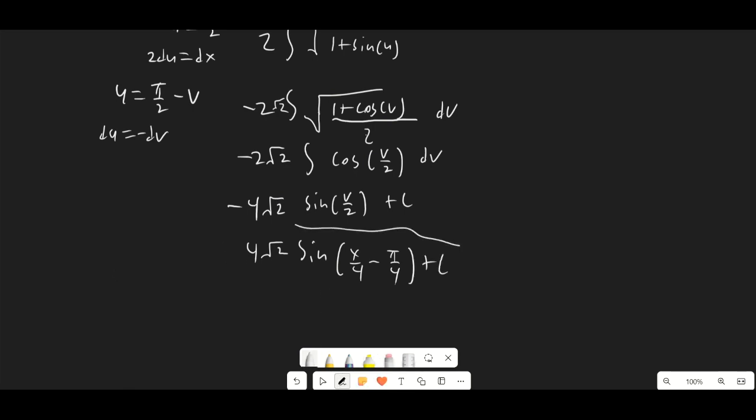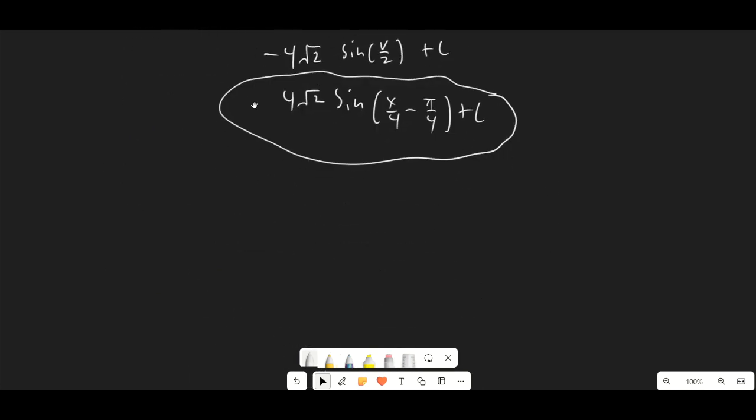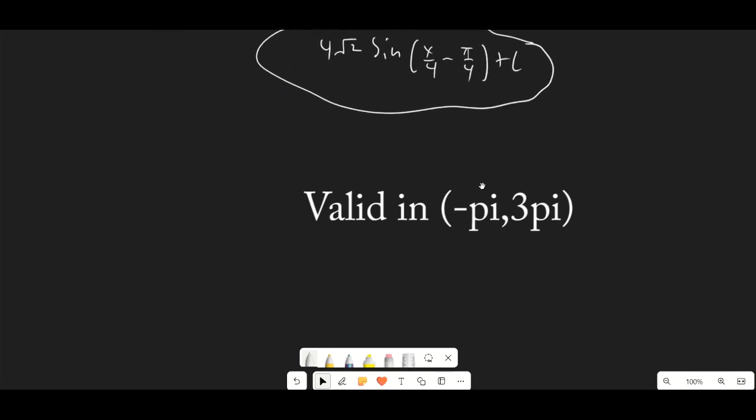And again, I don't like this type of integral because this expression for the integral will only be valid for certain values of x, because we did this substitution. We use this identity, and this really should be a plus or minus sign, because when we take the square root, we can have plus or minus. So not my favorite question, but this is a valid antiderivative for some domain. So let's move on to question number 32.